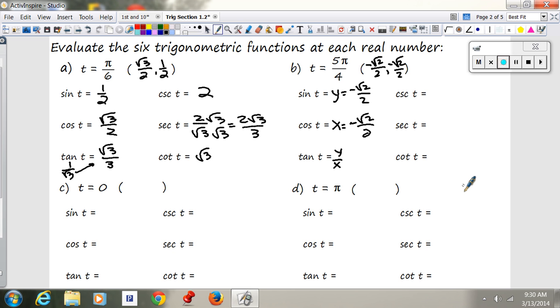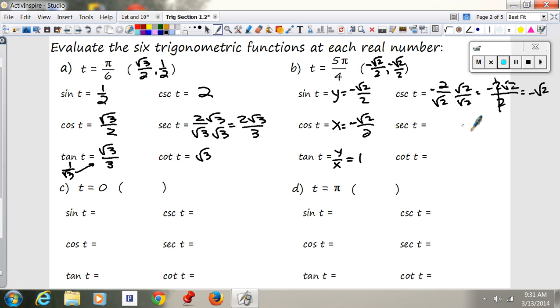What's negative radical 2 over 2 over another negative radical 2 over 2? It's going to be a 1. The tangent's just going to be a positive 1. A negative divided by a negative would be a positive. When you have the same thing on top and bottom, it's always 1. Cosecant right here is the reciprocal of my sine. So it's going to be negative 2 over radical 2. But I need to fix that, so I need to multiply by the radical 2's. Negative 2 radical 2 over 2. And you can cross that out, so it's just negative radical 2.